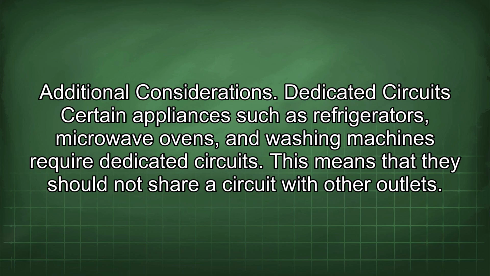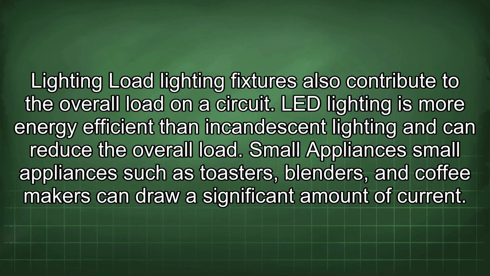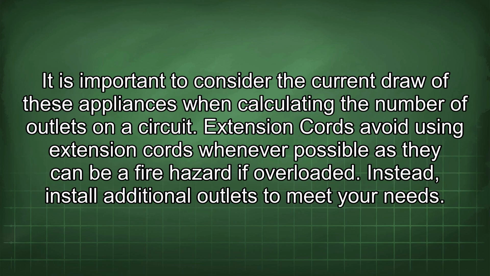Additional considerations. Dedicated circuits. Certain appliances such as refrigerators, microwave ovens, and washing machines require dedicated circuits. This means that they should not share a circuit with other outlets. Lighting load. Lighting fixtures also contribute to the overall load on a circuit. LED lighting is more energy efficient than incandescent lighting and can reduce the overall load. Small appliances such as toasters, blenders, and coffee makers can draw a significant amount of current. It is important to consider the current draw of these appliances when calculating the number of outlets on a circuit.